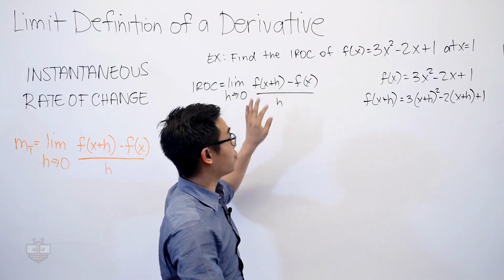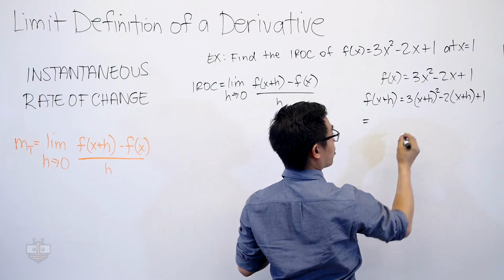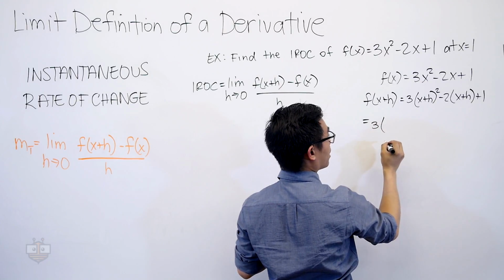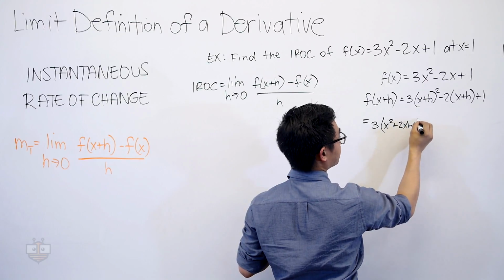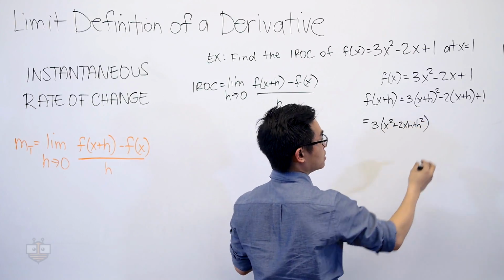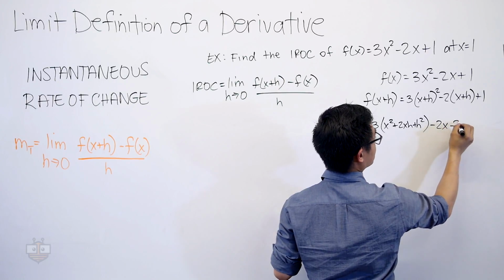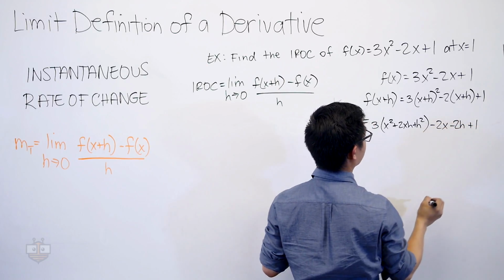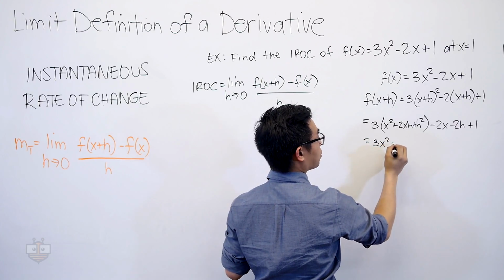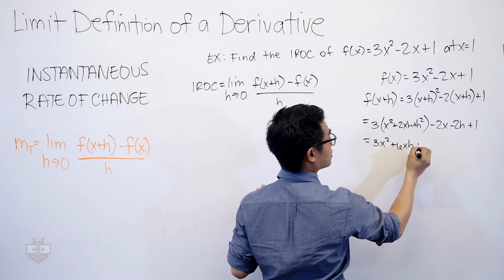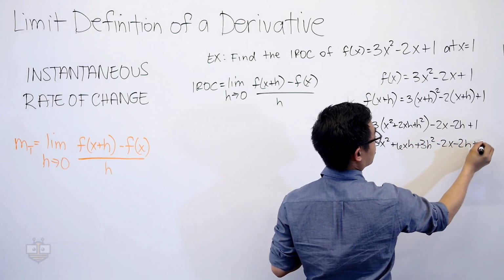Before subbing it into the formula, let's simplify here. So we get, how do you square a binomial? You get 3 times x squared, you square the first, you double the product, and you square the last. Minus 2 distributed on here is pretty easy. It's just minus 2x minus 2h, and then plus 1. We'll expand one more time. We'll get 3x squared plus 6xh plus 3h squared minus 2x minus 2h plus 1.